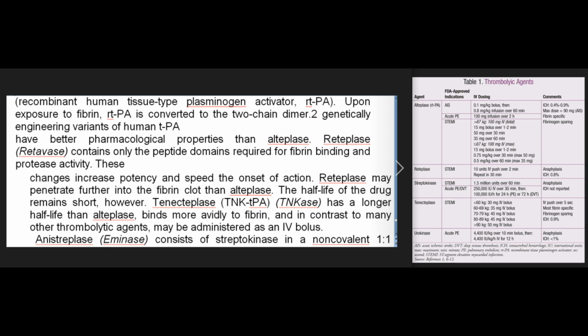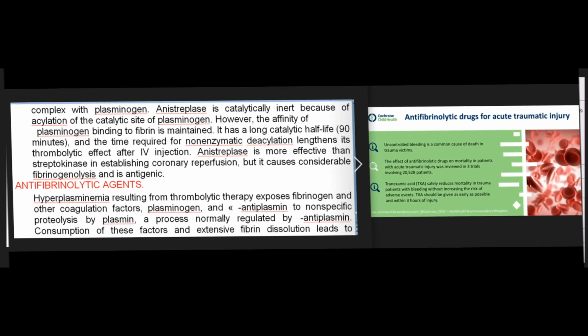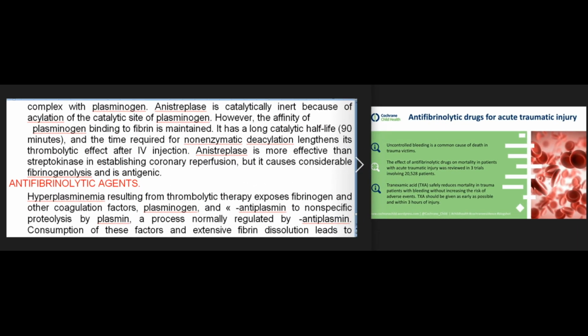Anistreplase (Eminase) consists of streptokinase in a non-covalent 1:1 complex with plasminogen. Anistreplase is catalytically inert because of acylation of the catalytic site of plasminogen. However, the affinity of plasminogen binding to fibrin is maintained. It has a long catalytic half-life, 90 minutes, and the time required for non-enzymatic deacylation lengthens its thrombolytic effect after IV injection. Anistreplase is more effective than streptokinase in establishing coronary reperfusion, but it causes considerable fibrinogenolysis and is antigenic.